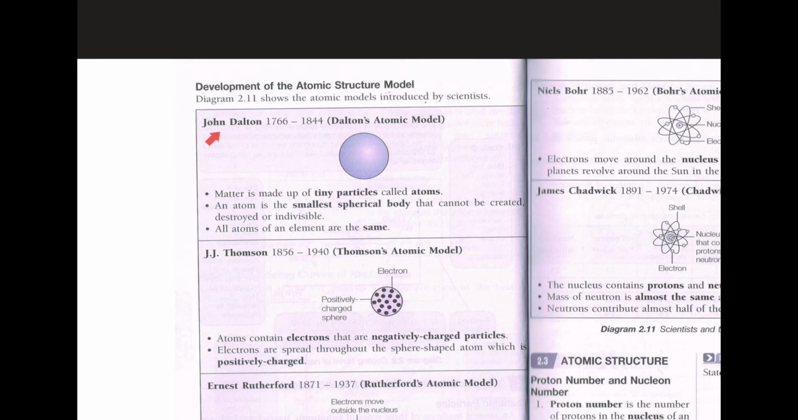So at the beginning, John Dalton, at this year, said the atom is just a ball. He said matter is made up of tiny particles called atoms. Just a ball. An atom is the smallest spherical body that cannot be created, destroyed, or divided. You cannot create an atom, you cannot destroy an atom, you cannot divide it into 2 pieces, for example. You cannot do so, based on John Dalton.